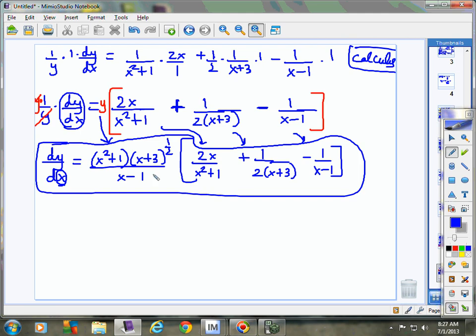Students will work one like that and they'll say, where did all that stuff come from? It's the original problem. Thinking, I left a bunch of stuff out, I didn't get any of that. Yeah, you did. You got a y, and that's what it equals. Let's go back and find it in the original problem.